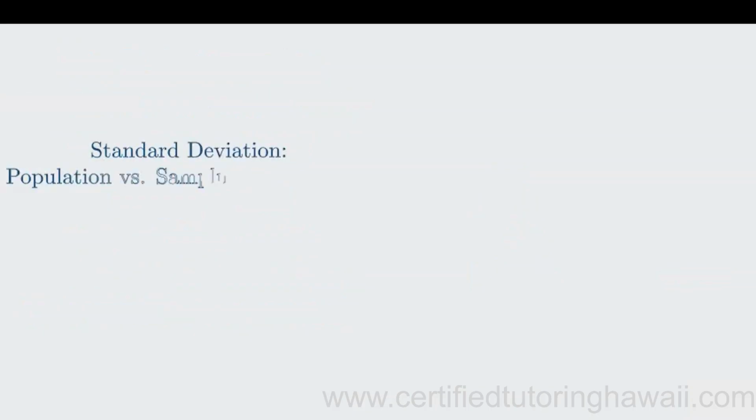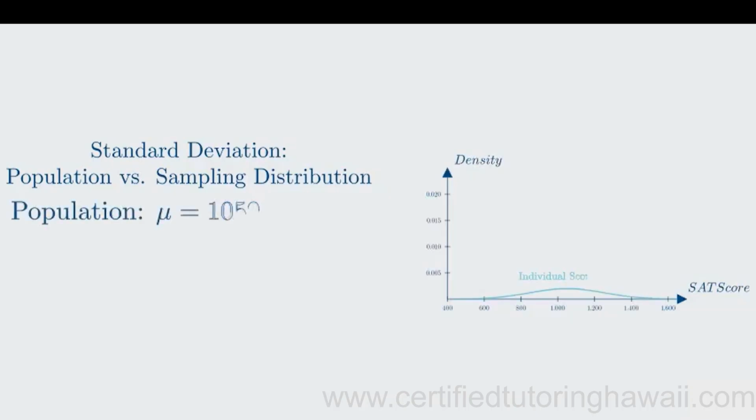Often, students get confused between the standard deviation of the population and the standard deviation of the sampling distribution. Let's clear that up with a visual comparison. Imagine the population of high school students' SAT scores. The individual scores, which we call X, vary widely. If we pick one student at random, it's not very surprising to find someone with a score 200 points away from the mean. That's just one standard deviation.